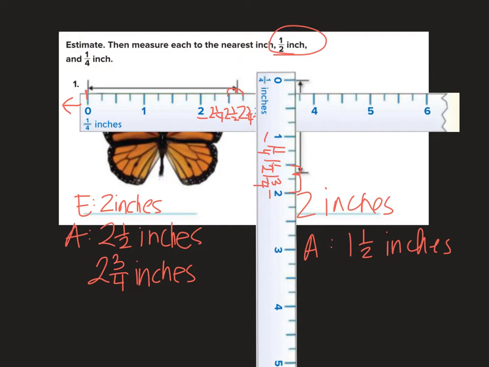So now let me erase this, and I'm going to be looking, is it closer to here or closer to here? Kind of looks like 1 3/4 is a little closer. So 1 3/4 inches would be closer to the nearest ¼ inch.